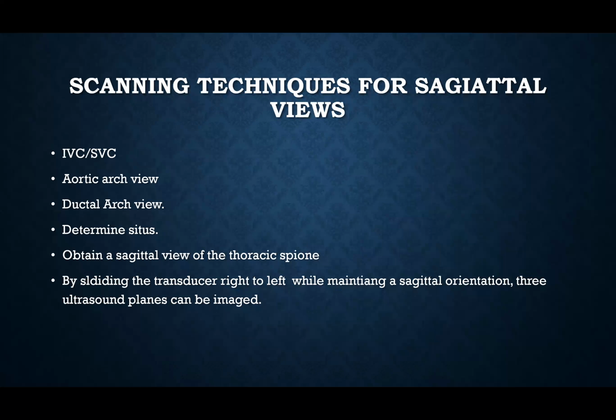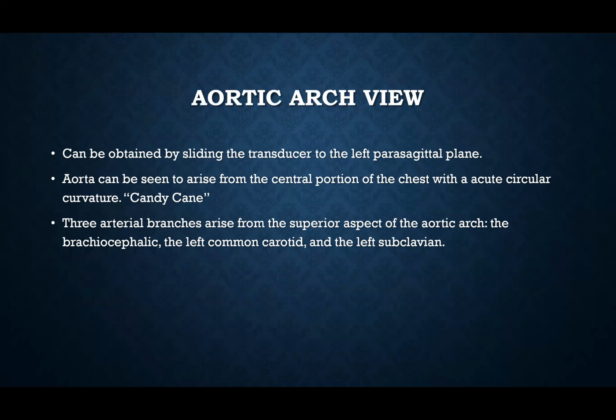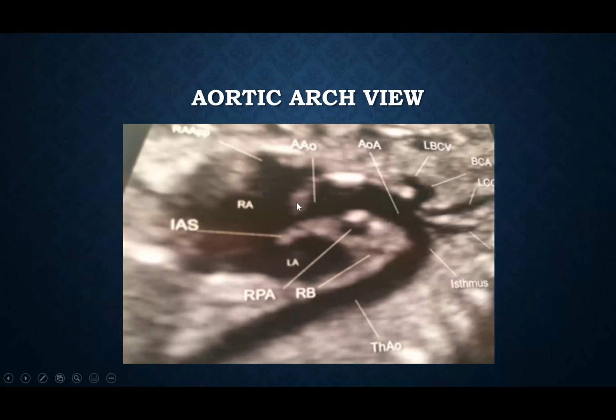After I do a short axis and look at the outflow tracts, I'll go to the sagittal view to look at the IVC, the aorta, and the ductal arch. The aortic arch view is very beautiful. If you can get it, it's what we like to call a candy cane, and you'll see those 3 branches come off. I always like to obtain that view. You see the aorta coming off the central portion, looking like a candy cane.